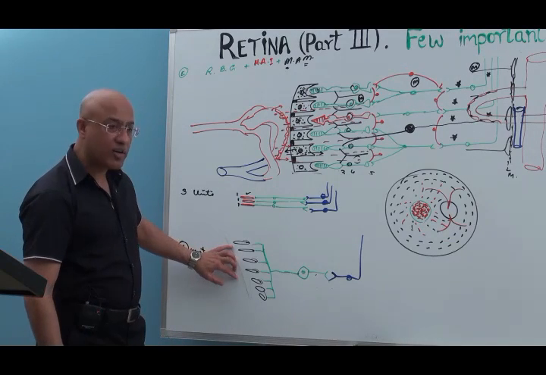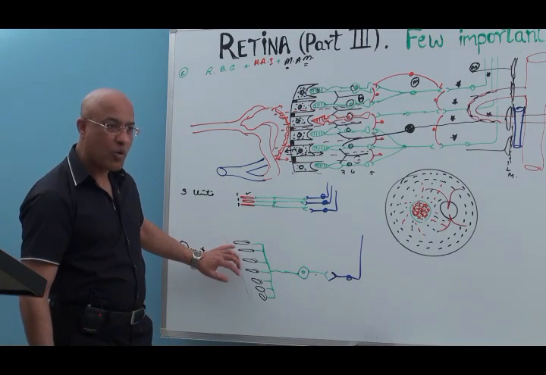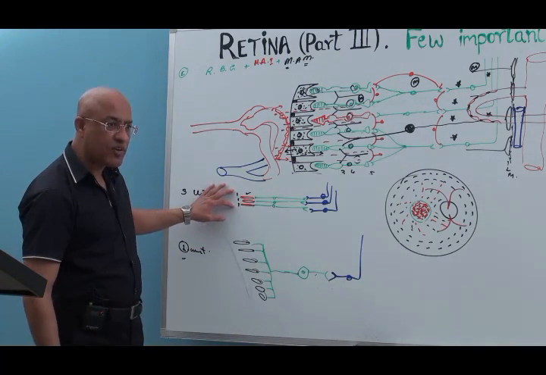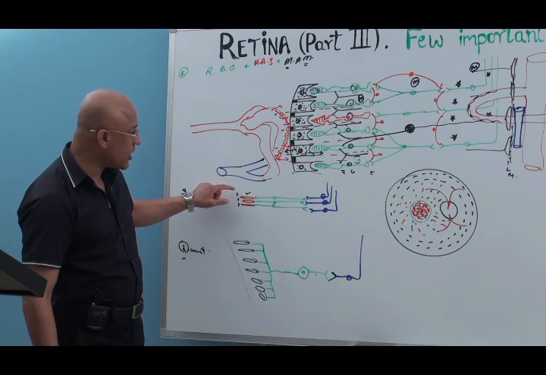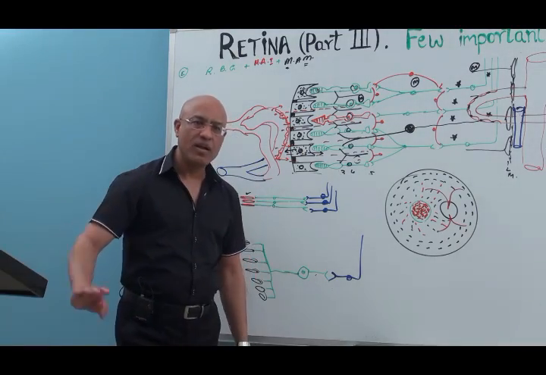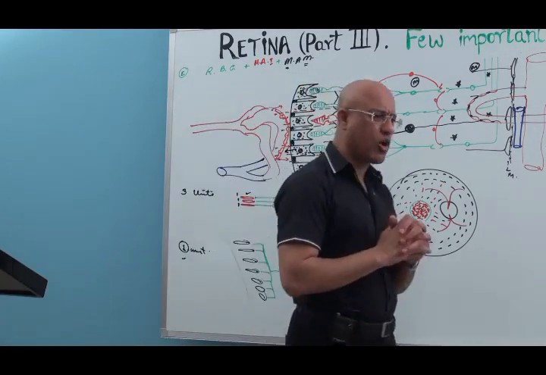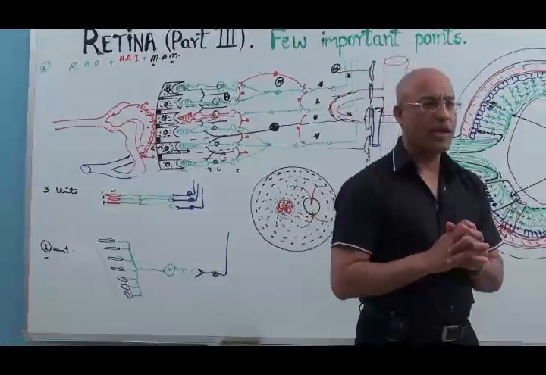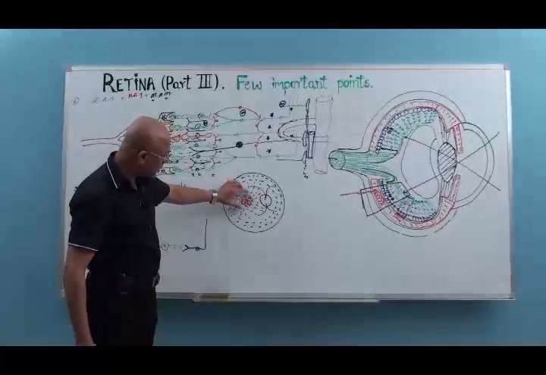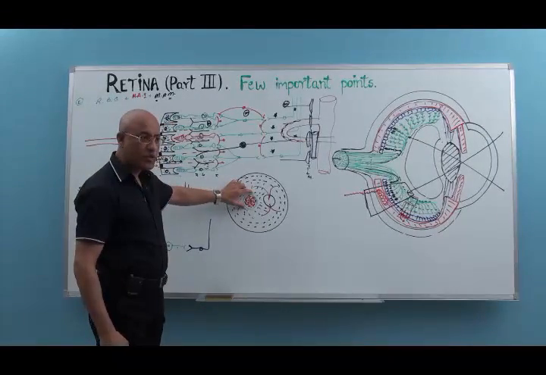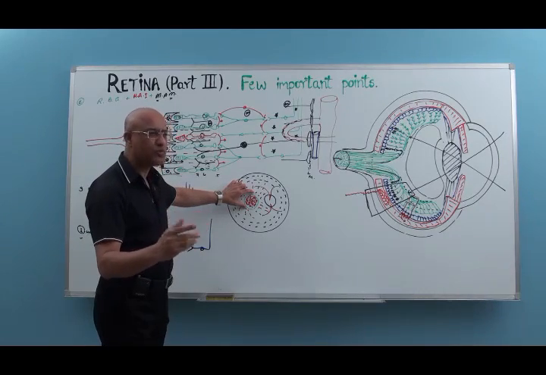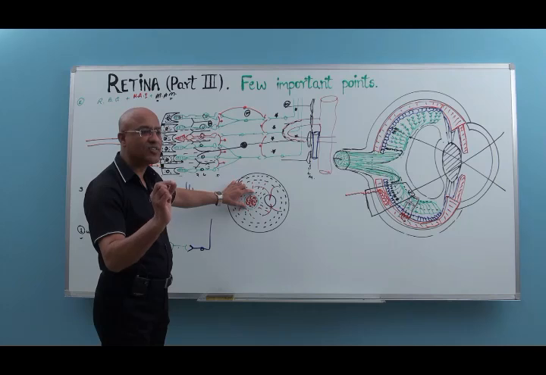Multiple rods are connected with one bipolar and one ganglion cell line. Cones in the fovea centralis especially are on a one-to-one arrangement with bipolar and ganglion cells. Is that right? Now, I will specially talk about that in the macular area, this central retina. Not only does it have color vision, it also has more visual acuity. What is visual acuity? Ability to see the structures in detail.